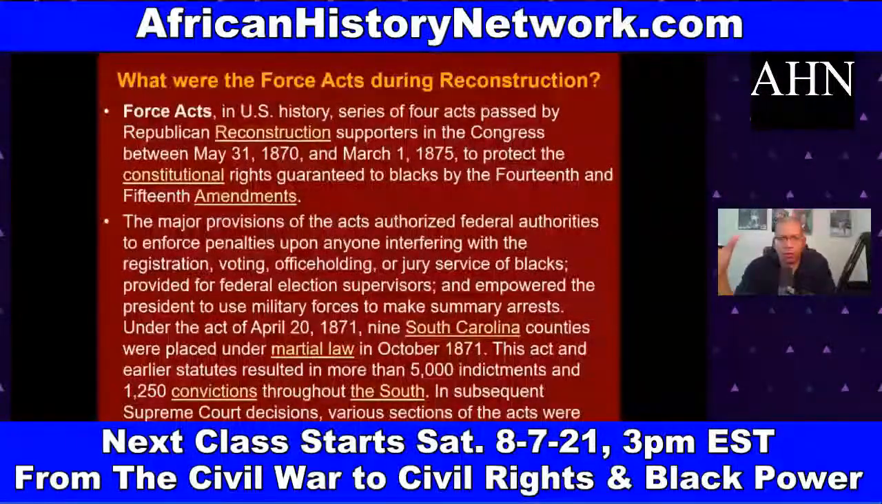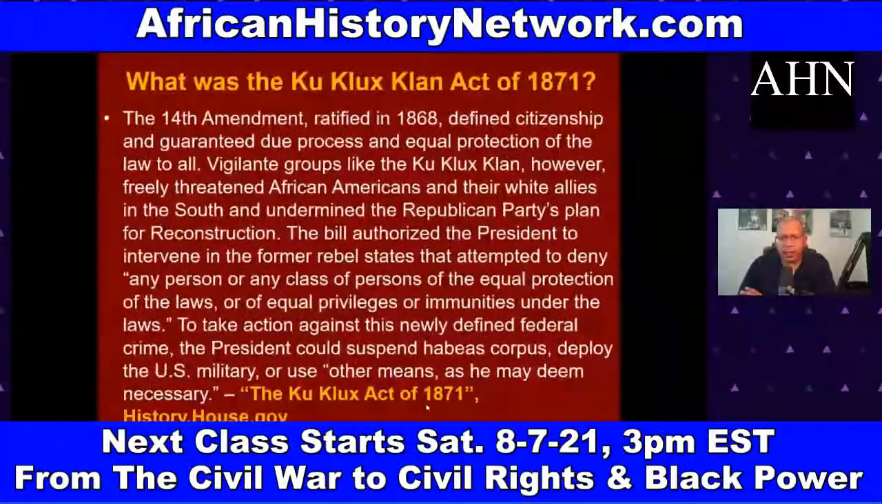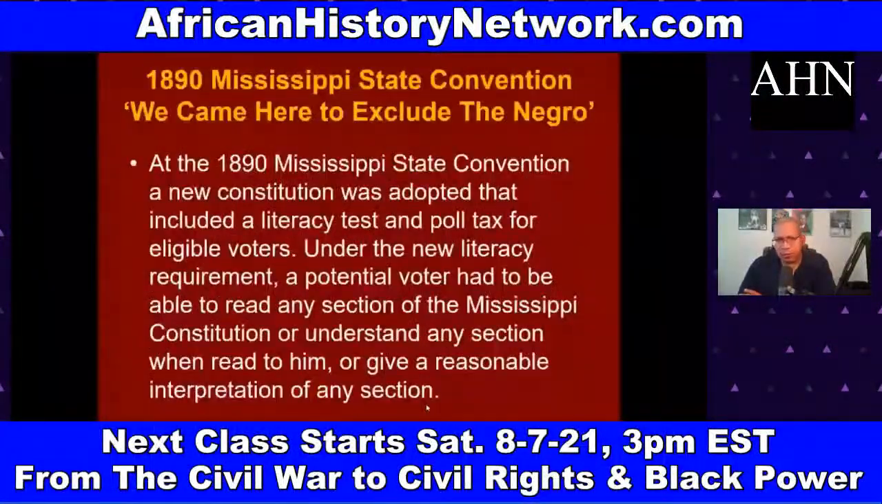In subsequent Supreme Court decisions, various sections of the act were declared unconstitutional. That's in about 1883, when the U.S. Supreme Court struck down portions of the Ku Klux Klan Act of 1871, but it's still on the books, and there's portions of it on the books, and it's still being used today.